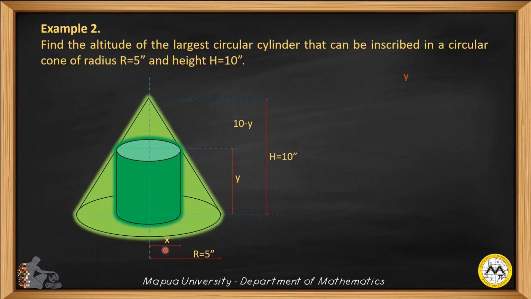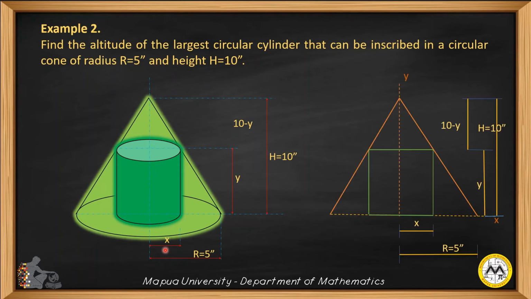Now it would be better if we can have a view of this illustration as a plane curve, and we can do that by considering the cross section of this figure. So we cut this figure through the center line to come up with an illustration like this. So the triangle is just the cross section of the cone and the rectangle for the cylinder.